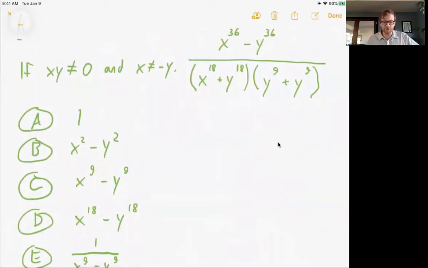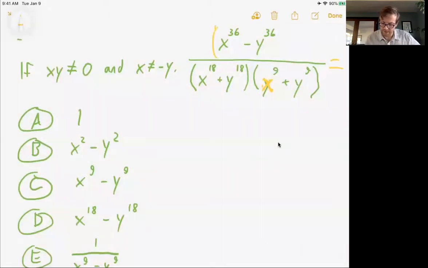If x times y does not equal 0 and x does not equal negative y, then there should be an equal sign here, then x to the 36th minus y to the 36th over the quantity x to the 18th plus y to the 18th times the quantity x to the 9th plus y to the 9th equals what? What does that equal? So again, you might originally see this problem and go, wow, that looks like a mess of junk. I don't know.